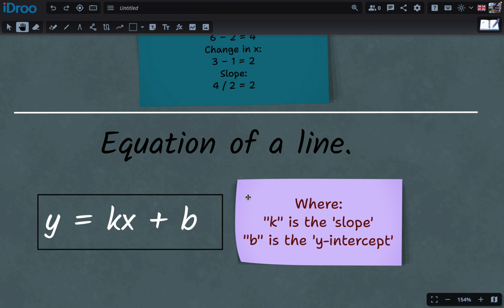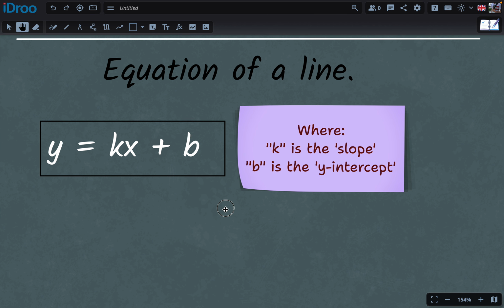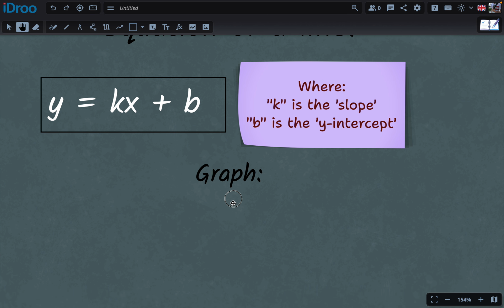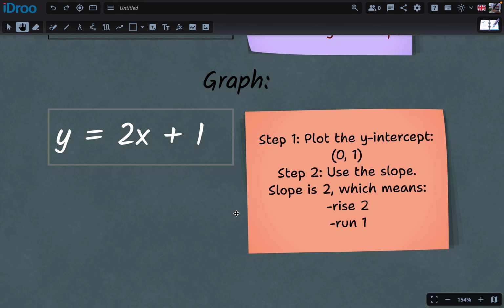Equation of a line. A very common form is this, where k is the slope and b is the y-intercept. Graph: y equals 2x plus 1.